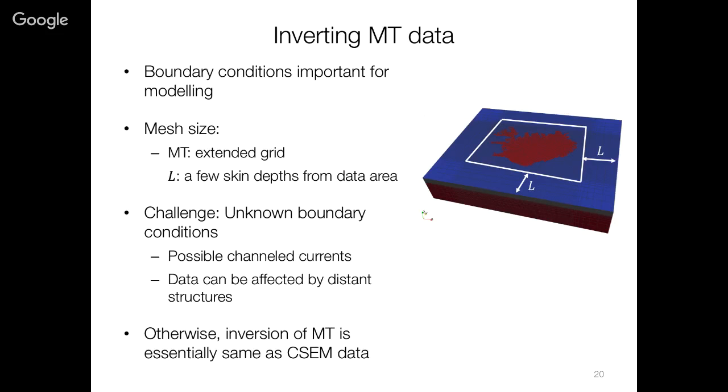Inverting the data is pretty much the same as when we have controlled source. For an MT problem, the size of your grid has to be a couple of skin depths away. So again, skin depth plays an important role. Perhaps the major challenge is you don't really know what the boundary conditions are in this case, because you could actually have currents being funneled up through the lithosphere and contorting your signal. But that's just something to contend with. Otherwise, inversion of MT data is really the same as any kind of controlled source.